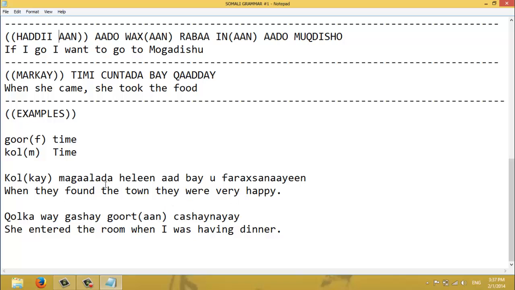Kolke magaalada Helene aad bay u faraxsanayiin. All right. So kolke, this is dealing with when. Okay. So kolke magaalada. So kolke is when they.